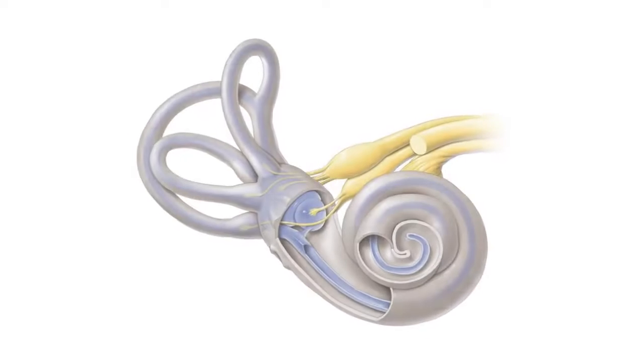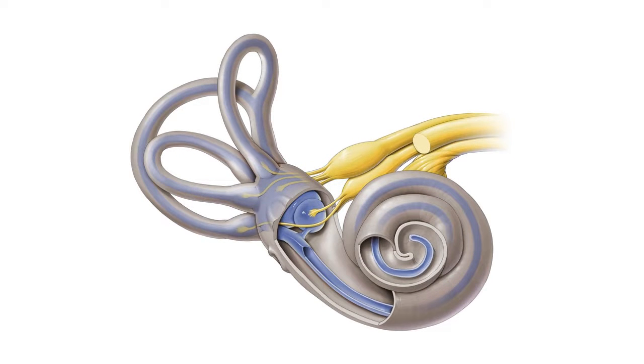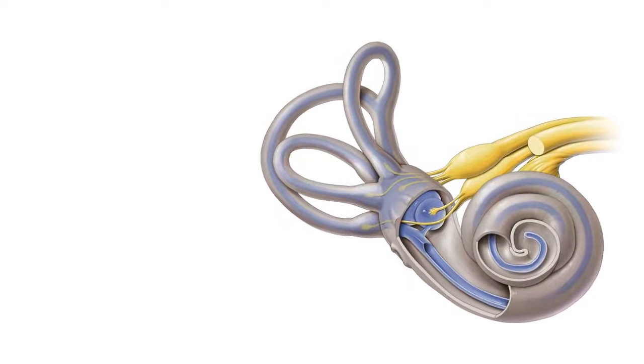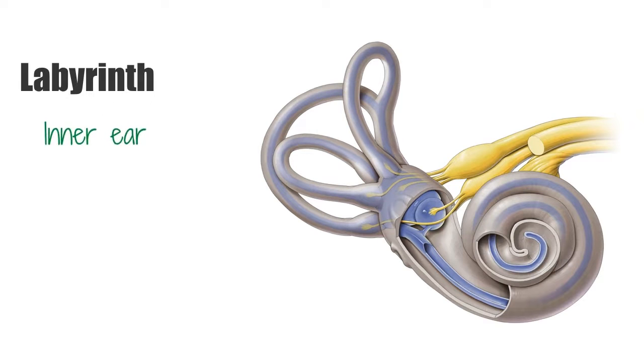Before we discuss in detail the anatomical features of the labyrinth, let me remind you of some important points about this structure. The labyrinth is the most internal part of the ear, and for this reason we usually refer to it as the inner ear. The two other parts of the ear are the external ear, which extends from the auricle to the eardrum, and the middle ear, which extends from the eardrum up to the oval window.